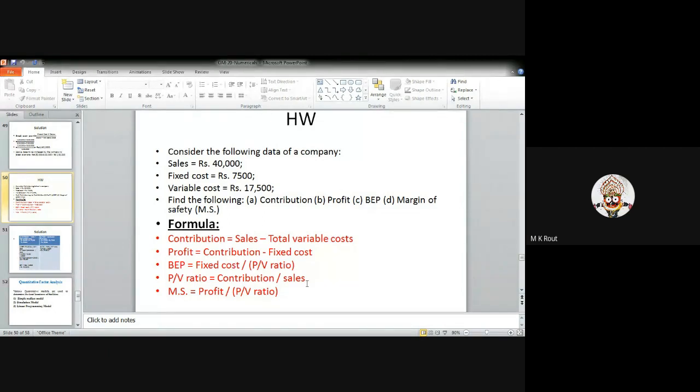So these are the formulas given. Contribution equals sales minus total variable cost, and profit is contribution minus fixed cost. Break-even point equals fixed cost divided by PV ratio, and PV ratio stands for profit volume ratio. PV ratio is contribution divided by sales, and margin of safety equals profit divided by profit volume ratio. Try to solve this one. Those who have already solved, can you provide the answer?